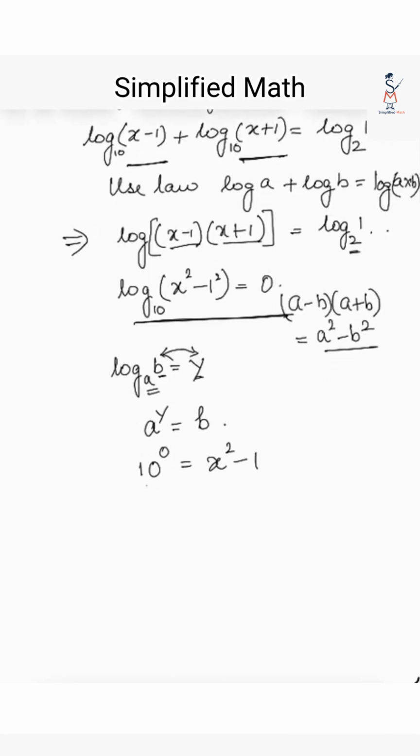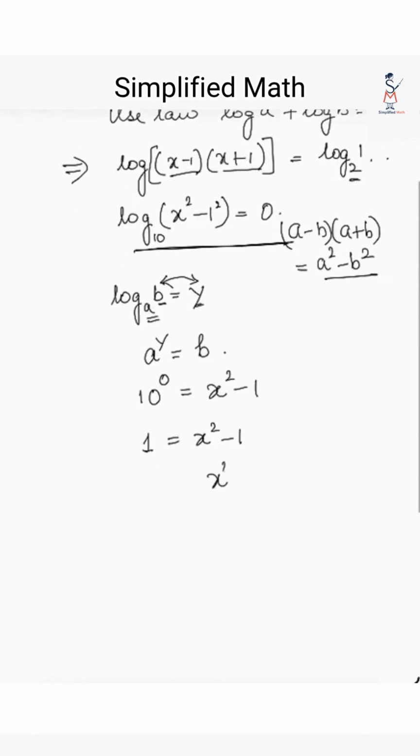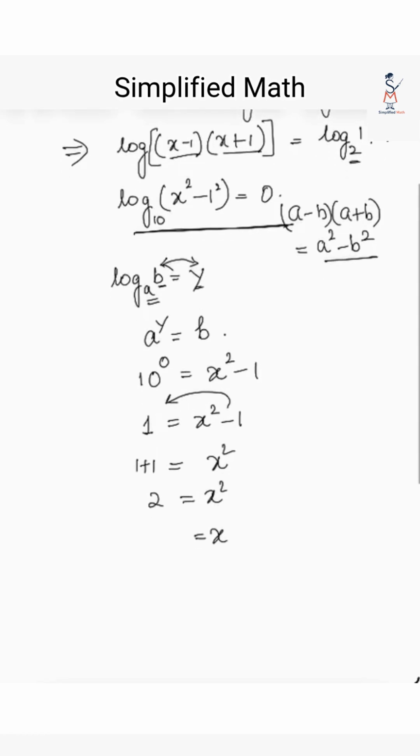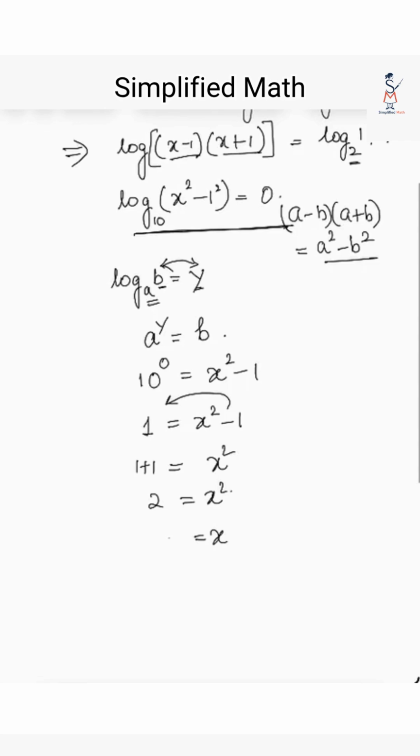Anything raised to the power 0 is 1. We know this. That is x² − 1. So x² will be, we'll take minus 1 to the other side. It will become 1 + 1. So x² will become 2. So what will be x? We have to remove the square. That means we have to take the square root of both sides.